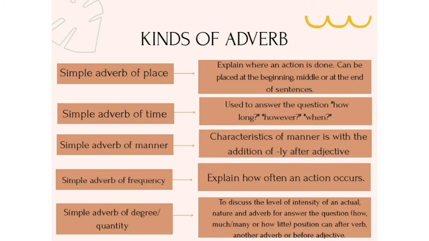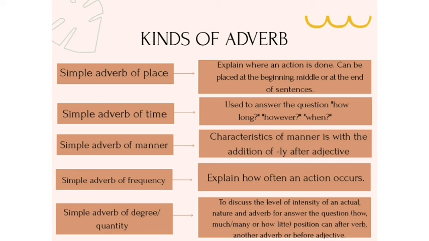There are 5 kinds of adverb. The first is simple adverb of place. It is an adverb that explains where an action is done. Adverbs can be placed at the beginning, in the middle, or at the end of the sentence, such as here, there, somewhere, above, anywhere, away, behind, and below.